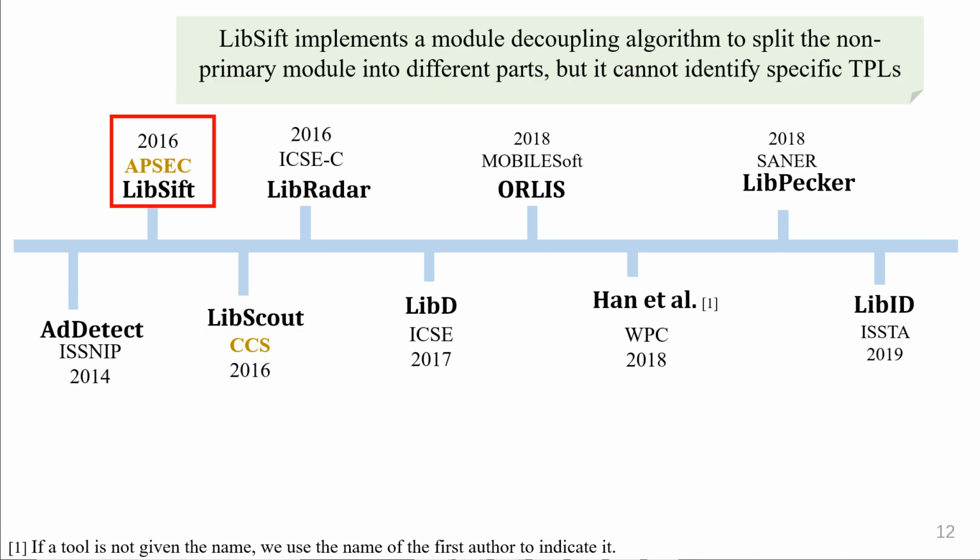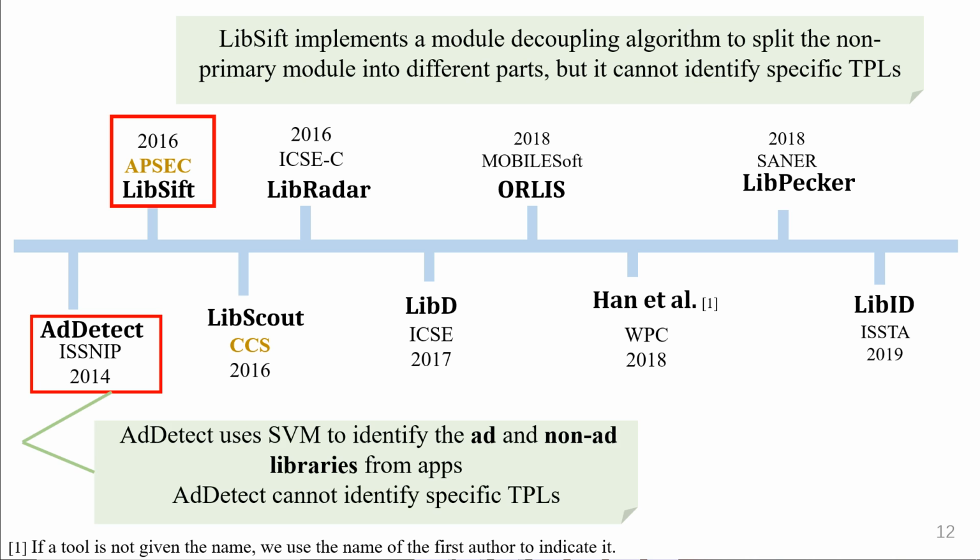Here, we should emphasize that LibRadar... LeapShift implements a module decoupling algorithm to split the non-primary module into different parts, but it cannot identify specific TPLs. Similarly, AdDetect also uses SVM to distinguish the AD libraries and non-AD libraries from apps. It also cannot identify specific TPLs.